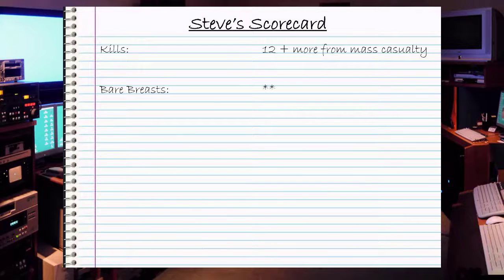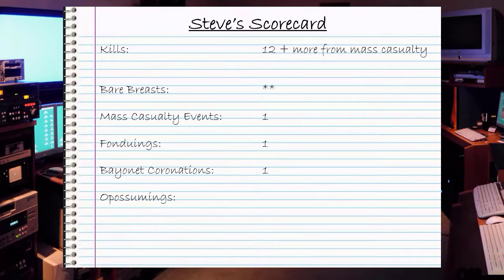You get a view of Ellie Cornell through the shower curtain, or more likely you get a view of Ellie Cornell's body double through the shower curtain. But it's through a shower curtain. You don't really get a great view of anything. Mass casualty events, you have 1, and it does occur off screen. Fonduings, you have 1. Bayonet coronations, once again you have 1. Possumings, you have multiple near misses but no possumings in this film.